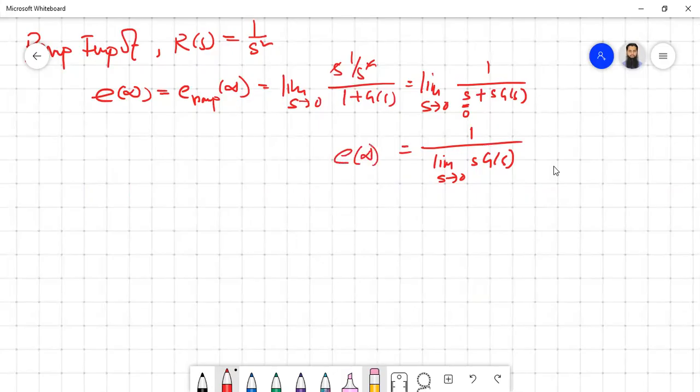Now again, G(s). From the general version again, if n equal to 0, then what will happen?